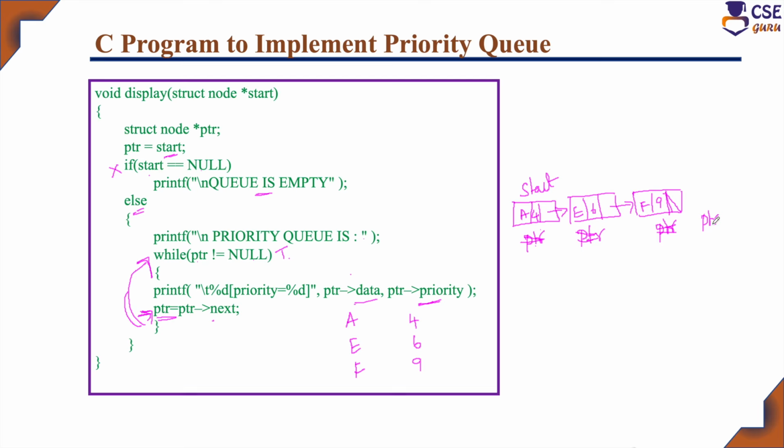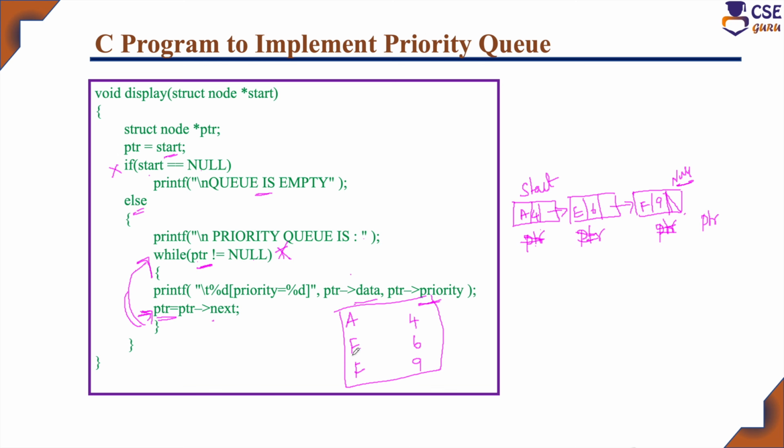PTR of next, if you consider it, this is PTR of next, it will be considered as null here. Then if you check the while loop condition, PTR not equal to null, the condition fails and it will exit. So it will display these 3 elements, that is, each element along with its priority. So this is the display operation in a priority queue.